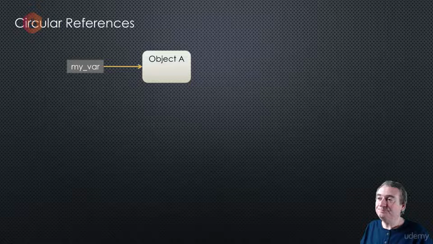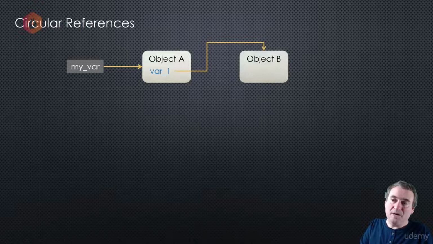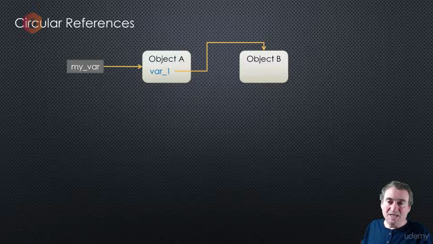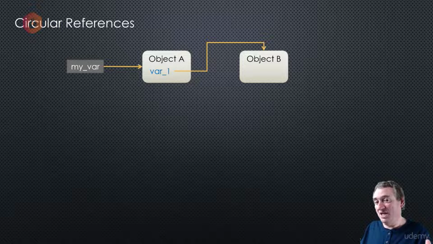So far so good. But let's suppose that object A has an instance variable, let's say var1, that points to another object, let's say object B. So at this point, what happens if we get rid of that myVar pointer? Let's say we point it to none. Then the reference count of object A goes down to 0. Now the reference count of object B is still 1 because object A is pointing to B. But the reference count of object A has gone down to 0, and so by reference counting, it will get destroyed.